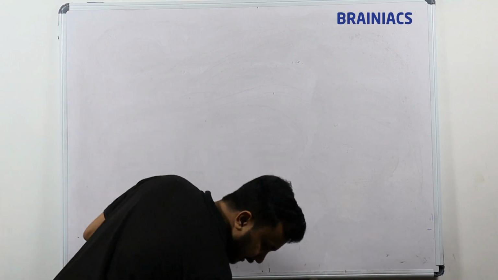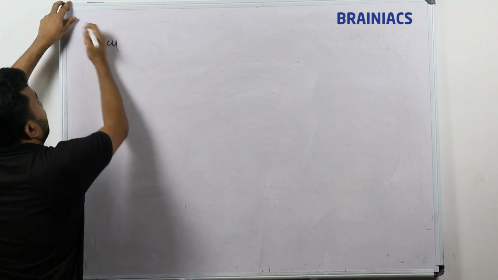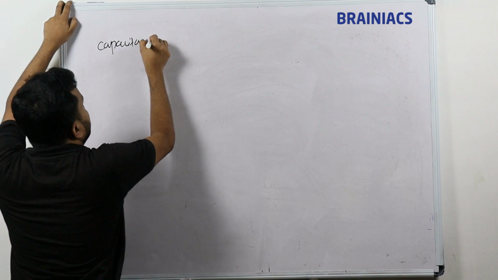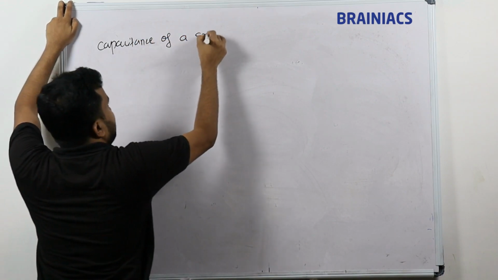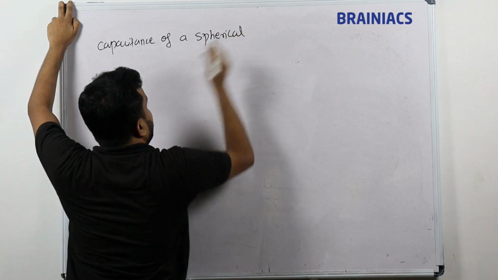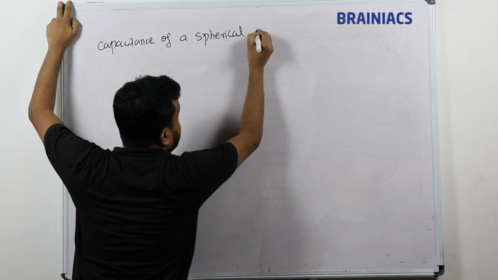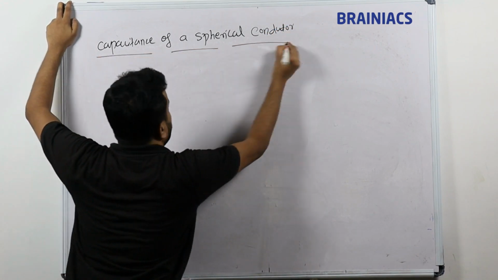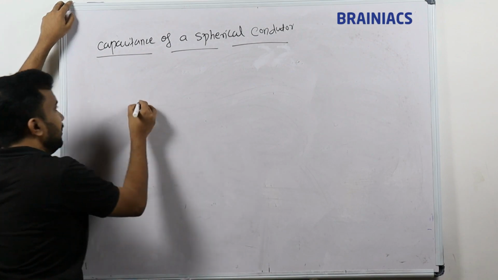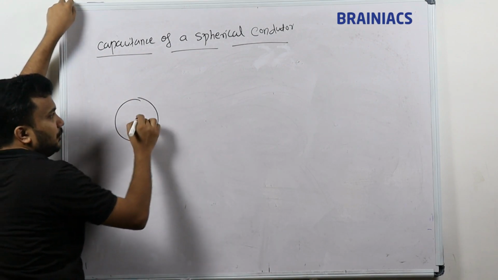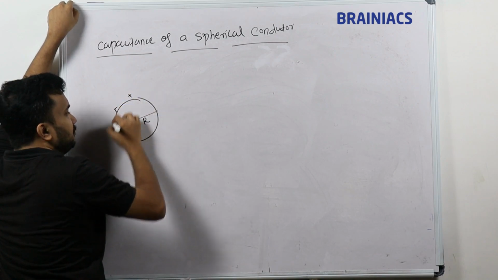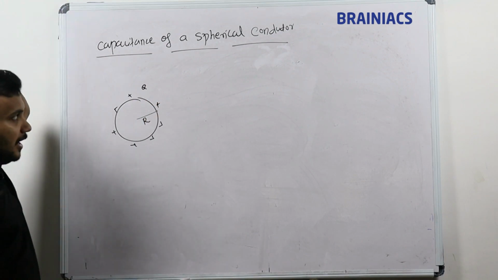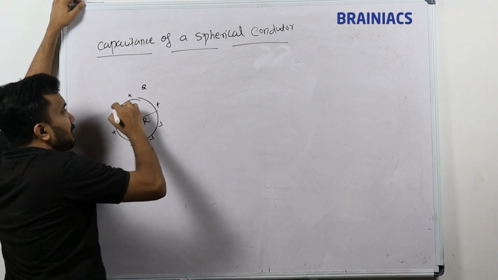So write down the heading, capacitance of a spherical conductor. Listen to the board very carefully. I have a conductor, a spherical structure whose radius is r, which has some charge on the surface, and its charge is equal to q. Then I want to find out the capacitance given by the conductor.